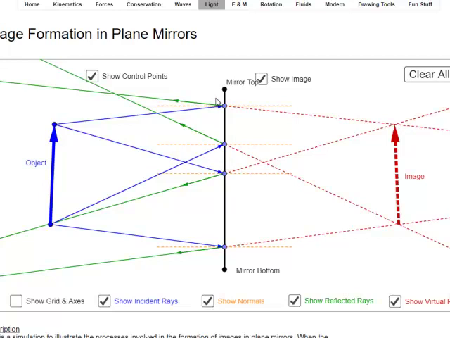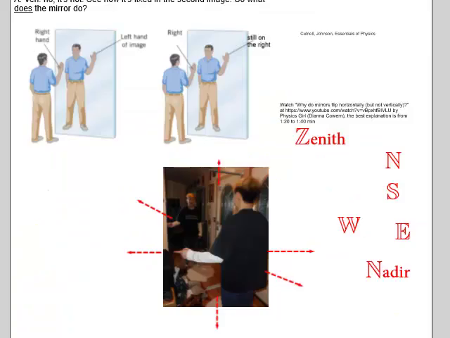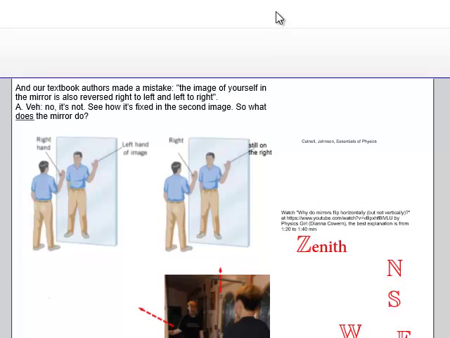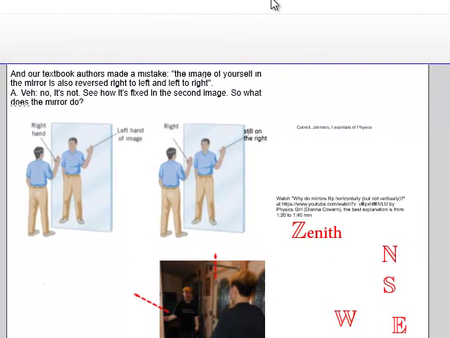That'll be different when we looked at curved mirrors. Okay, I'm going to focus on this one here first. Actually, our textbook authors made a mistake in this image here. It says the image of yourself in the mirror is also reversed right to left and left to right, and I'm saying no, it's not. See how it's fixed in the second image? This hand is on the right. This one is still on the right. I understand that the mirror is doing something, but that's not it.